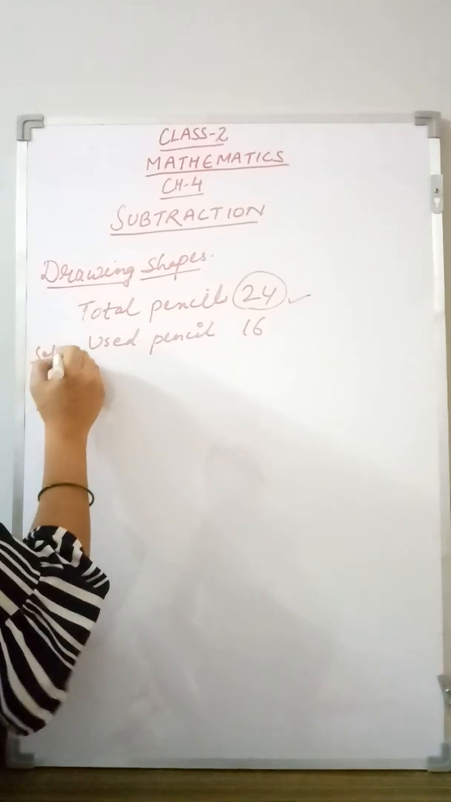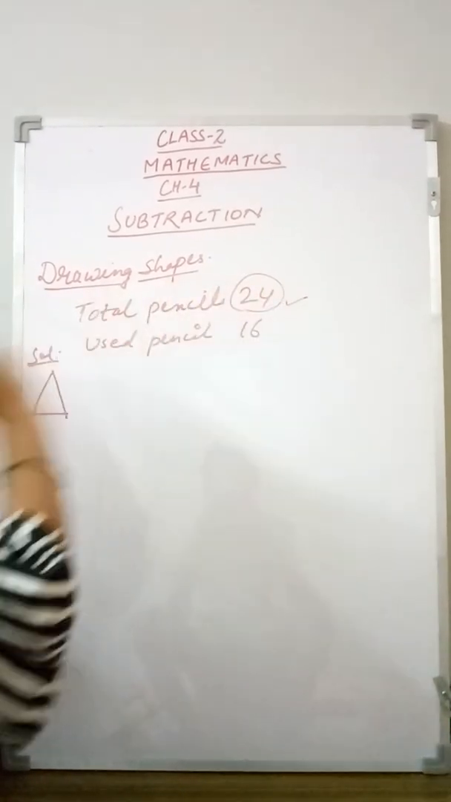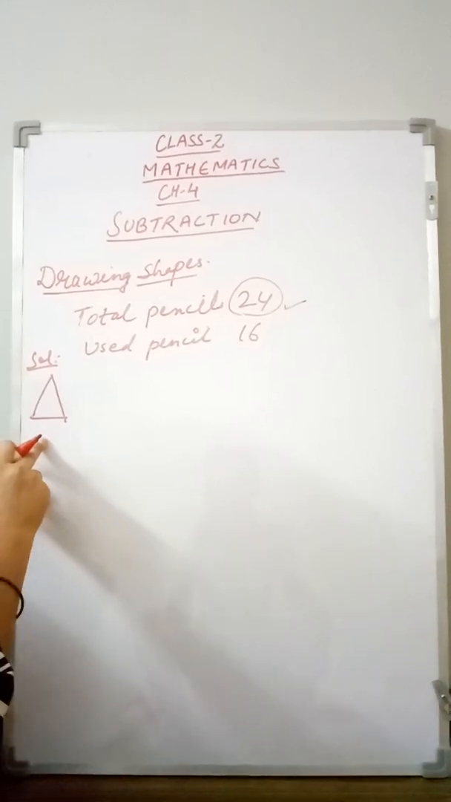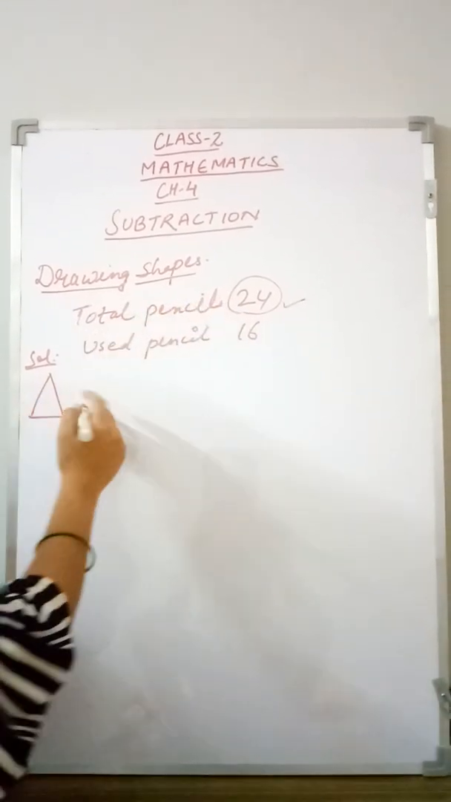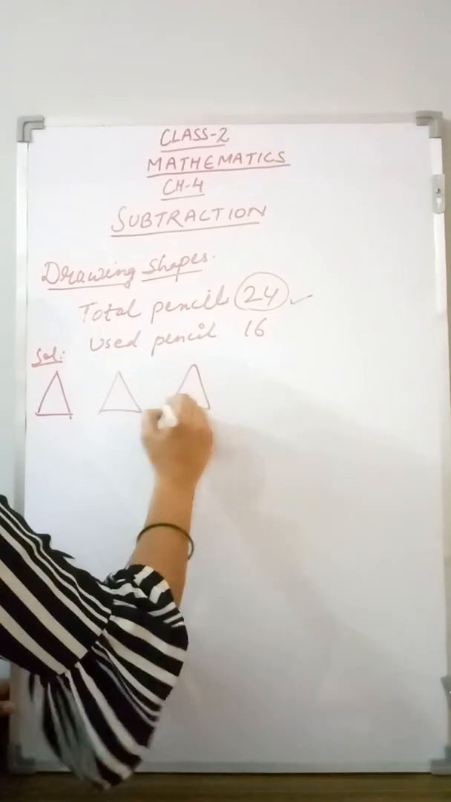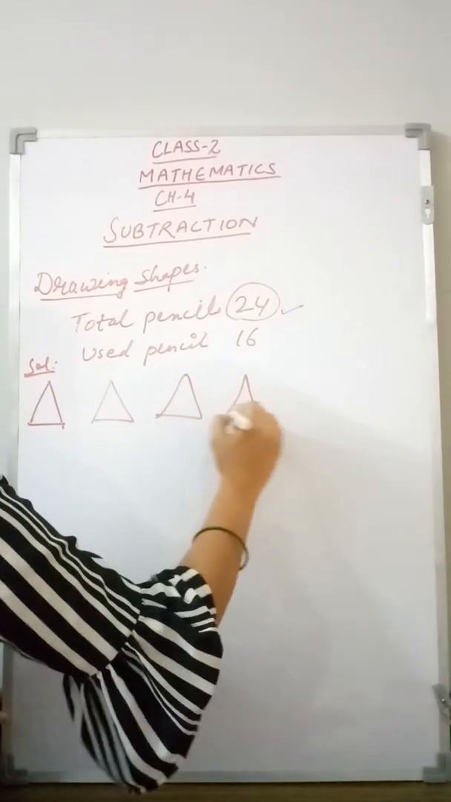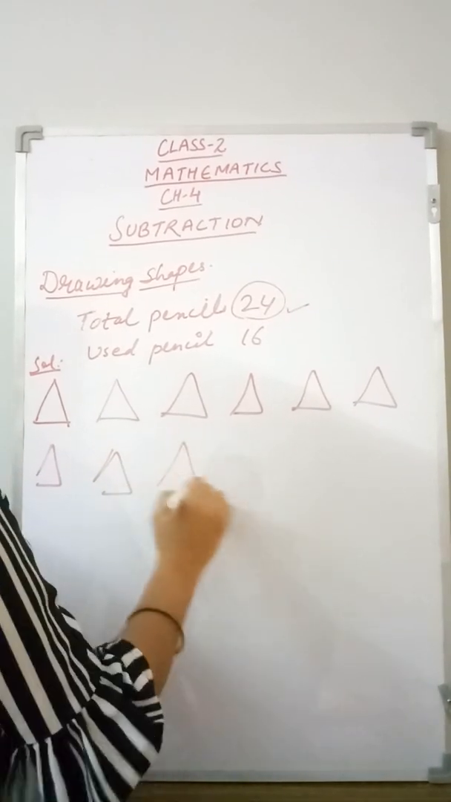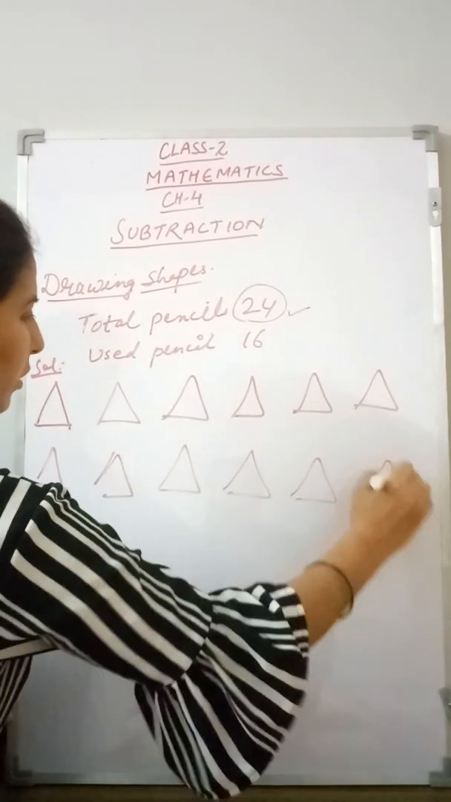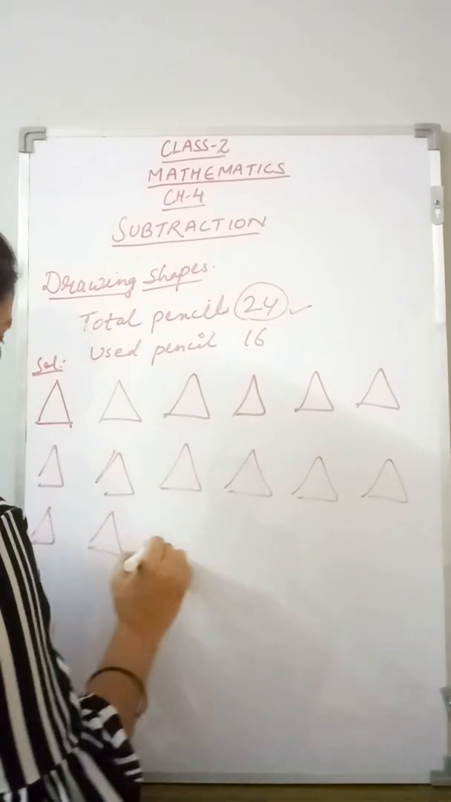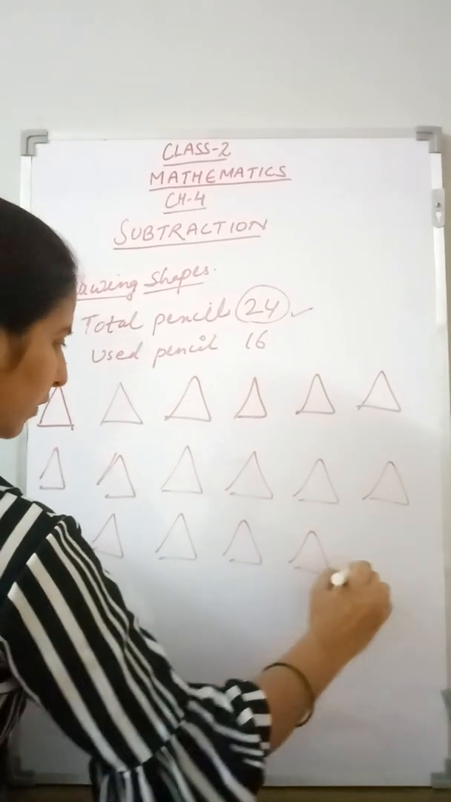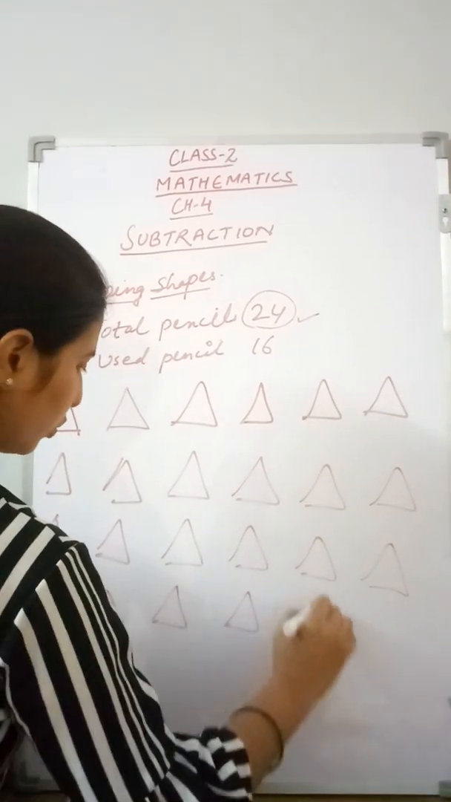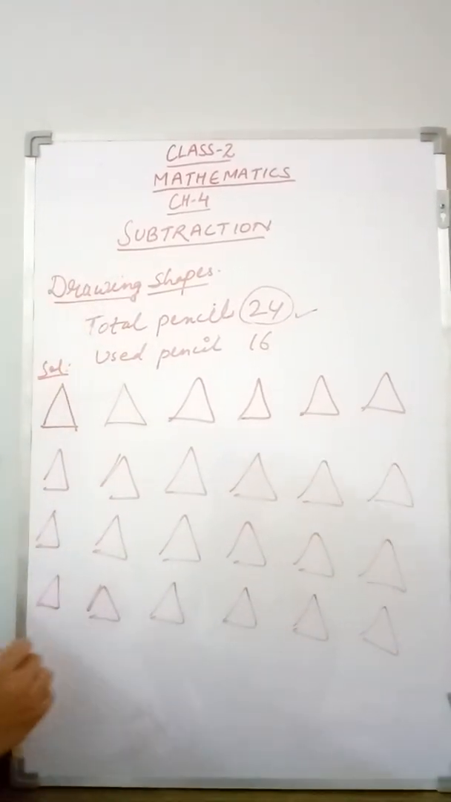So this is the solution here. Suppose I will draw triangles to represent my minuend, 24. So I just start making the triangles. 24 triangles. 1, 2, 3, and so on up to 24.